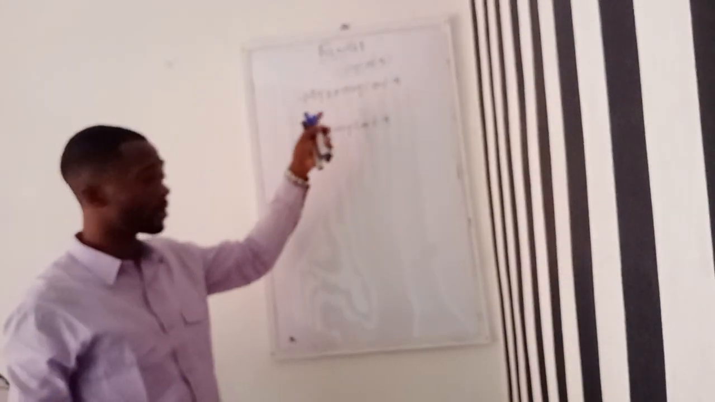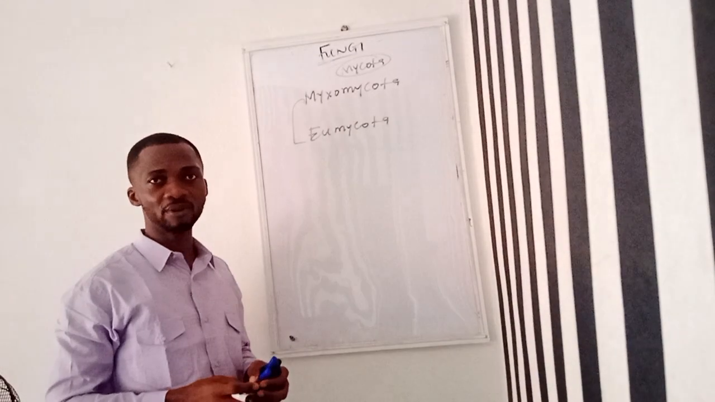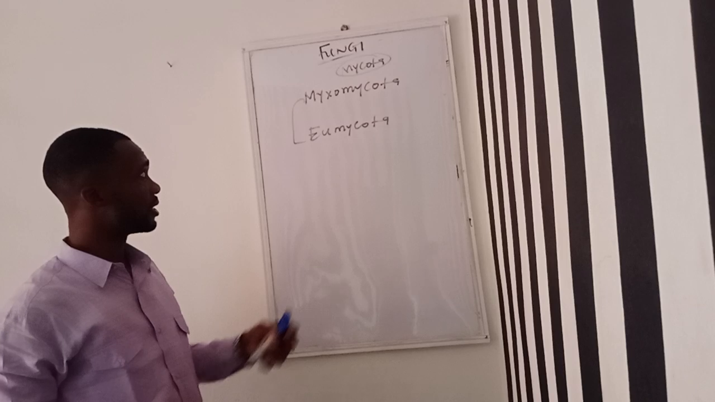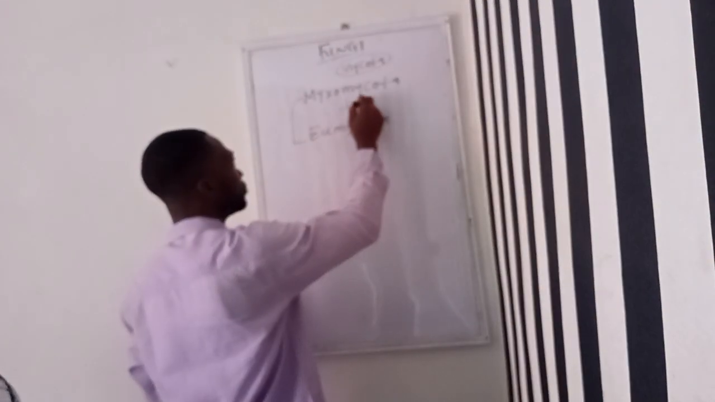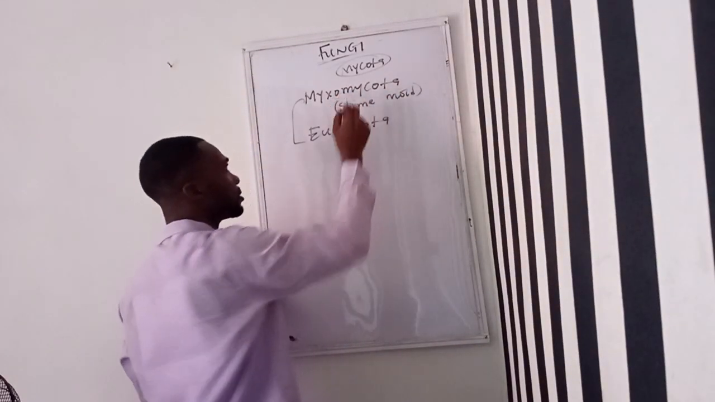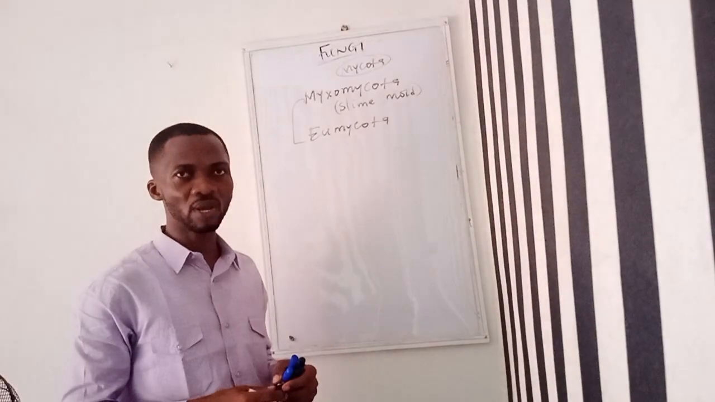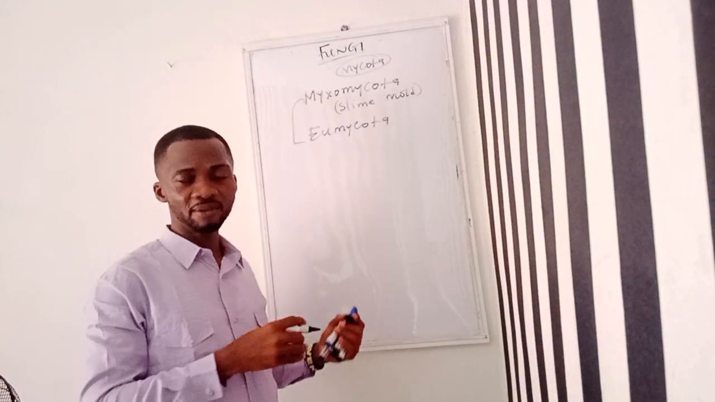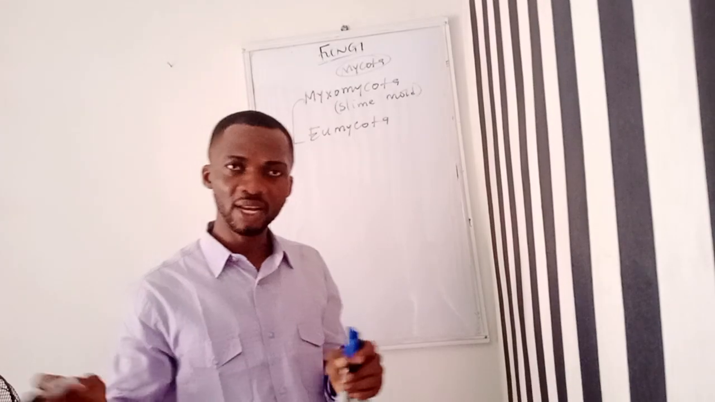Now, this group Myxomycota are no longer categorized as fungi in the modern classification. The reason is because they contain a class they call Myxomycetes, and the common organism under this group are called the slime mold. So these slime molds are more related to protozoa than even fungi, even though they have protozoa-like characteristics and fungi-like characteristics.